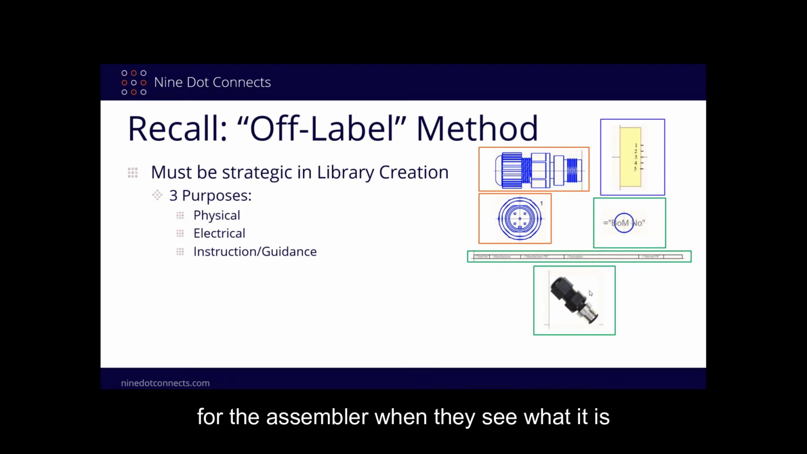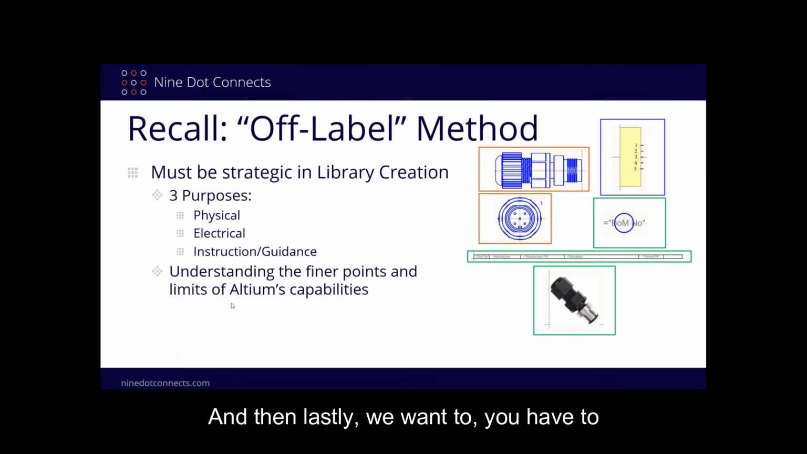When they see what it is and they're looking at the kit that they've got in front of them, they can say, oh, this matches up with this. It saves time and it also reduces mistakes as well. So anything you can add to make the assembler's life easier is always value add. And then lastly, you have to have a finer understanding of the finer points and limits of Altium's capabilities.